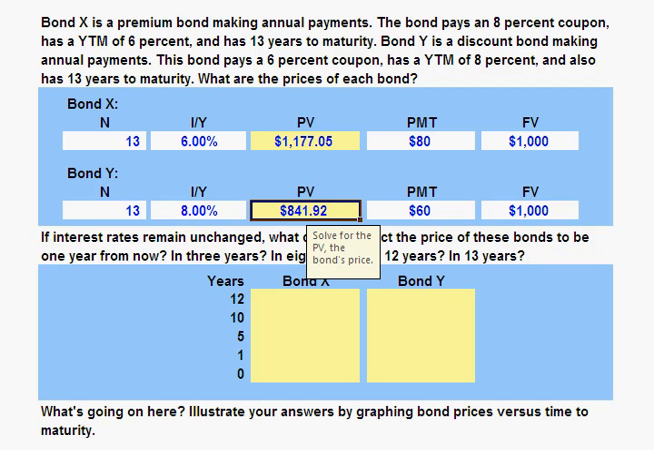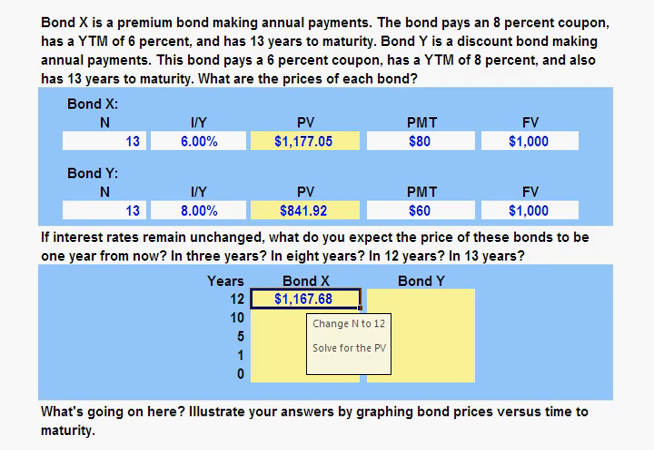So we enter 8% for the interest rate and solve for the present value. We find the present value of Bond Y is $841.92. This bond is selling at a discount because the coupon rate of 6% is less than the required rate of return or yield to maturity of 8%.